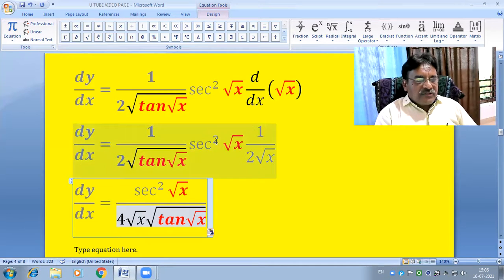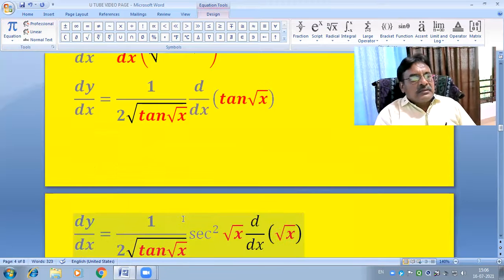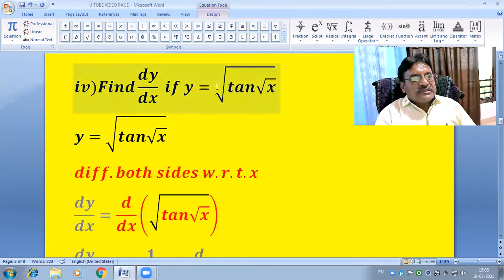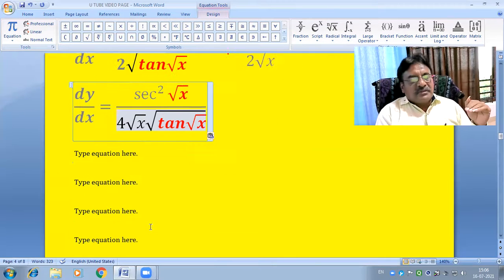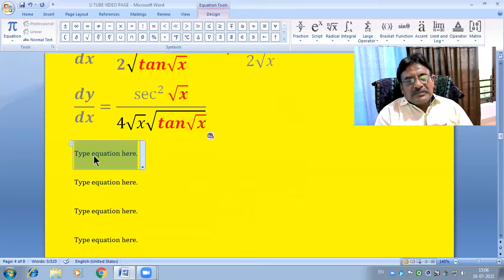Again, 1 into sec square root x into 1 is sec square root x, 2 into 2 is 4, root x as it is, under root tan root x as it is. This is the required derivative of the function y equals under root tan root x. So dy by dx is sec square root x upon 4 root x into under root tan root x. In this way, we solve problem number 4 from Exercise 1.1.